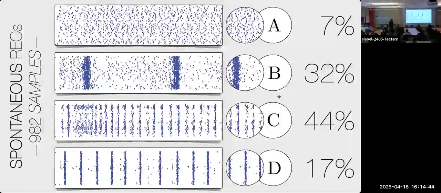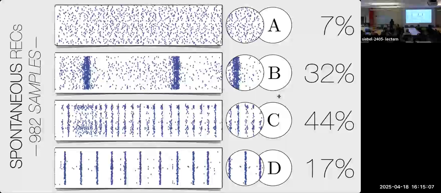From the top, we have a very asynchronous behavior. We usually don't see any bursts forming. Only 7% of the samples show this. It's usually a sample that's about to die, or one that didn't form enough connections. We also see this in some low density cultures. So that's one of the dynamics that we see.